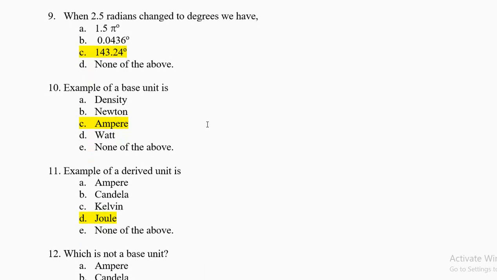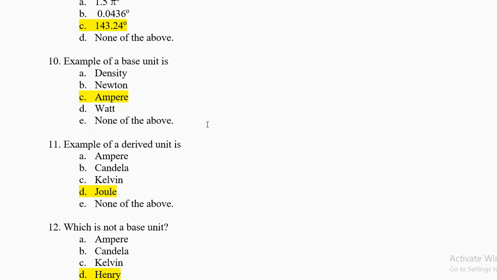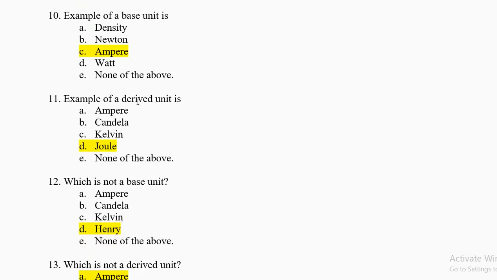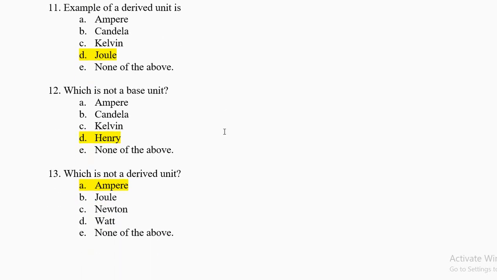Now, question number 10. Example of a base unit is, see, density is a quantity, it is not a unit, so that's ruled out. Newton is a derived unit. Watt is a derived unit. What are the base units? Ampere. So ampere is your base unit. C is the answer for 10th. Now example of a derived unit is, ampere is not derived, candela is not derived, Kelvin is not derived, joule is derived because ampere, candela and Kelvin are base units.